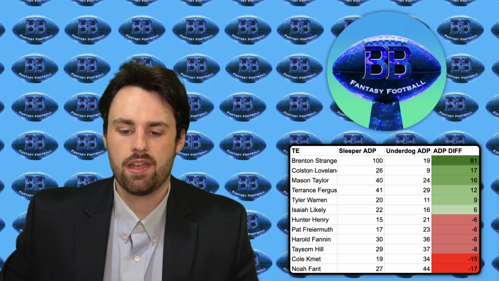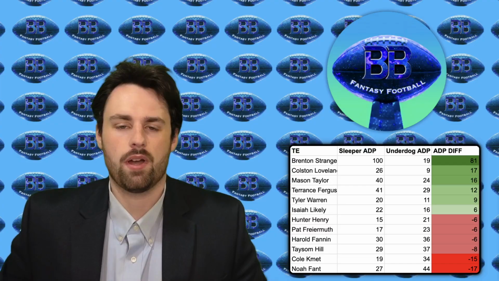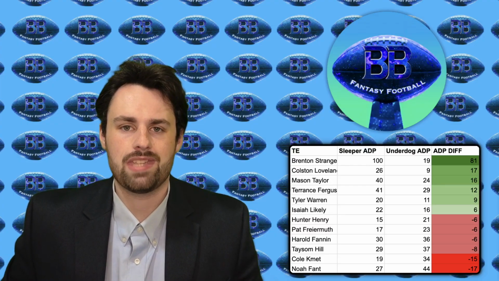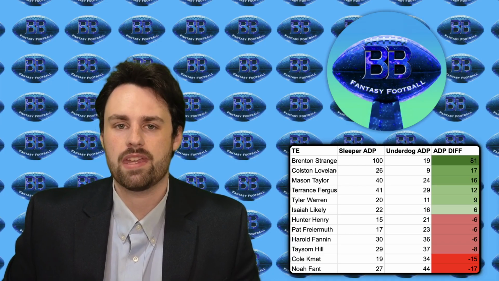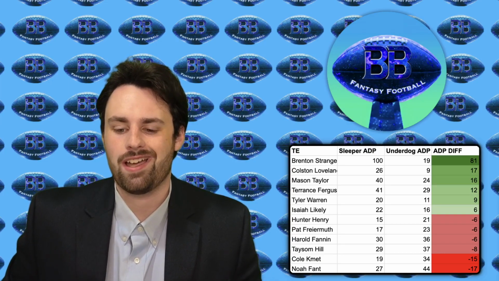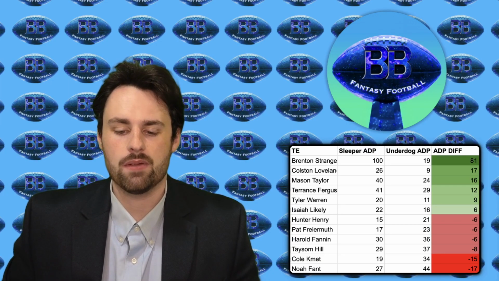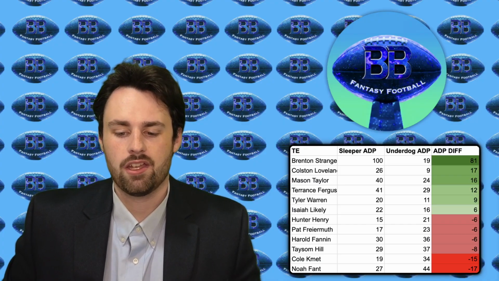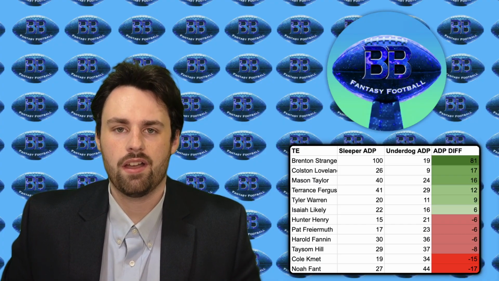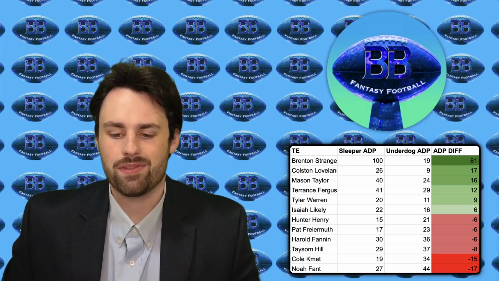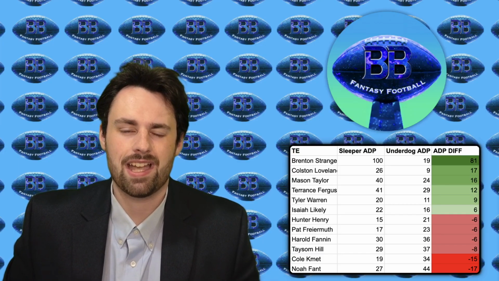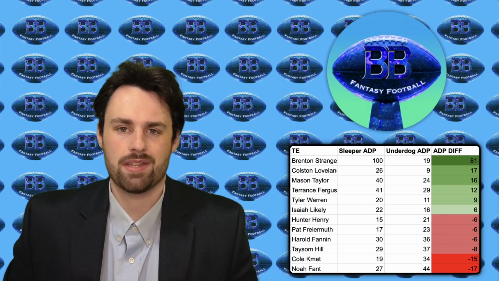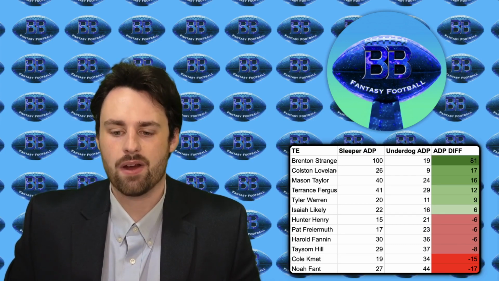Continuing going down here, Taysom Hill is the next worst value on Sleeper. Everyone knows what Taysom Hill is at this point. Boom or bust. Going higher on Sleeper than on Underdog. Sharp drafters are not high on Taysom Hill. Then we have a rookie tight end, Harold Fannin, going at tight end 30 on Sleeper, but tight end 36 on Underdog. Fannin is going to be a backup behind the talented David Njoku. I don't see myself drafting any shares of Harold Fannin Jr.